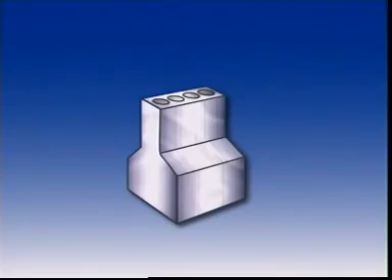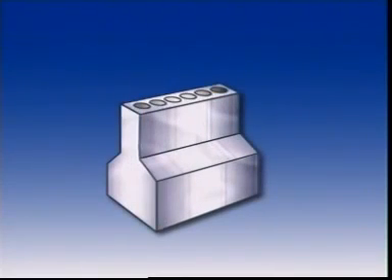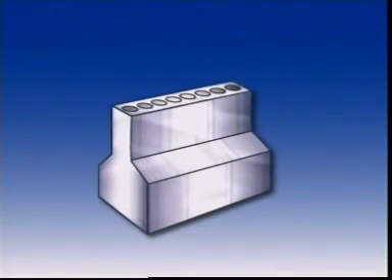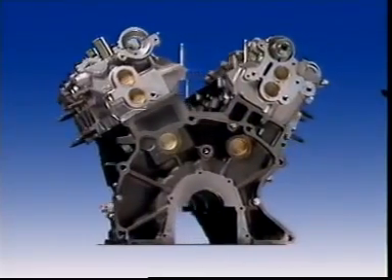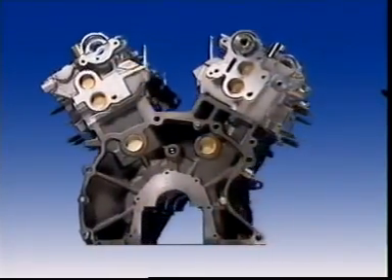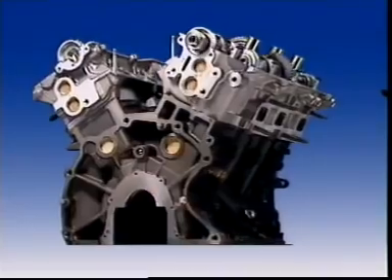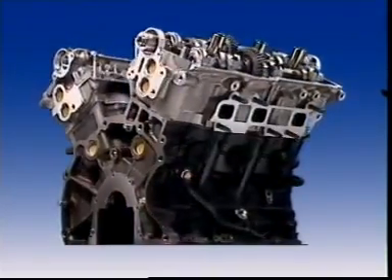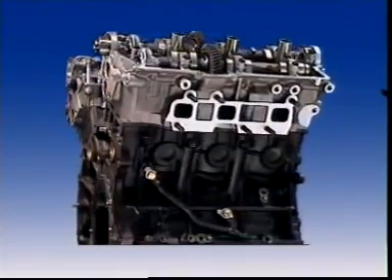As the number of cylinders increases, the length of the block and the crankshaft can become a problem. One way to avoid this is with a V configuration. This design makes the engine block and the crankshaft shorter and more rigid.